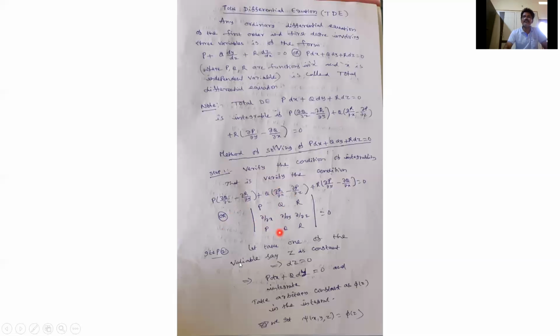Take one of the variables, say z, as constant, or you may take any. Here three variables are there: x, y, z. Either x or y or z can be taken as constant. If I take z as constant, then dz = 0. So automatically P dx + Q dy + R dz = 0 becomes P dx + Q dy = 0.